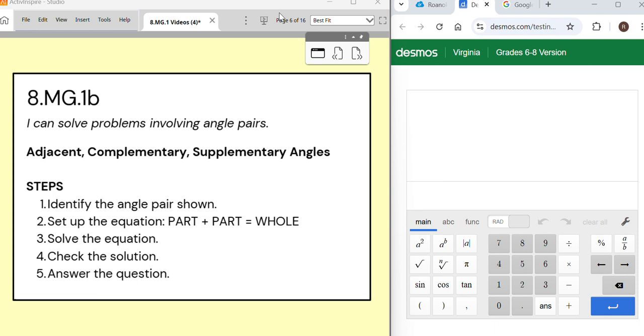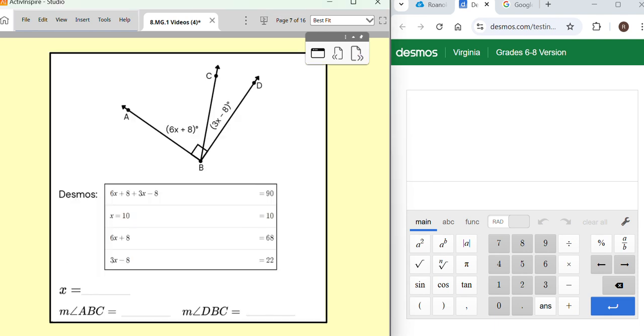You then solve the equation, check the solution in Desmos, or you can solve it in Desmos, then answer the question. For example, here you have one angle, angle ABC, that is 6x plus 8. You have another angle, angle CBD, that is 3x minus 8. That box in the corner means these equal 90 degrees.